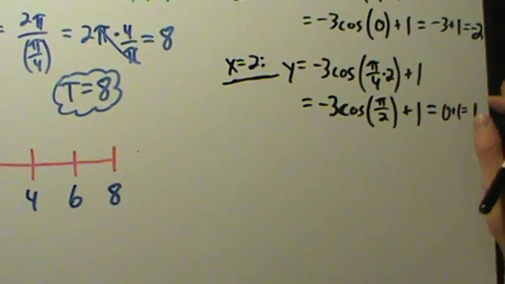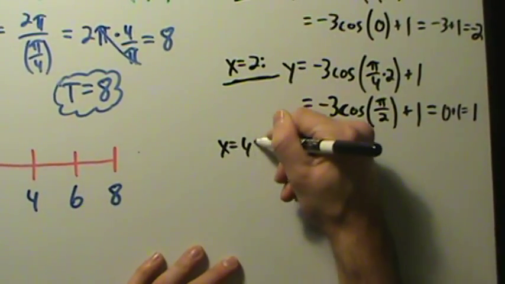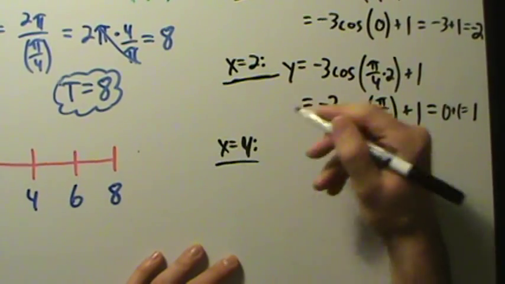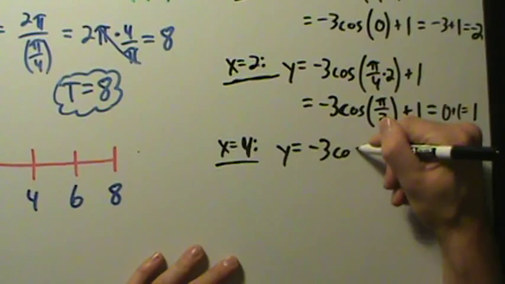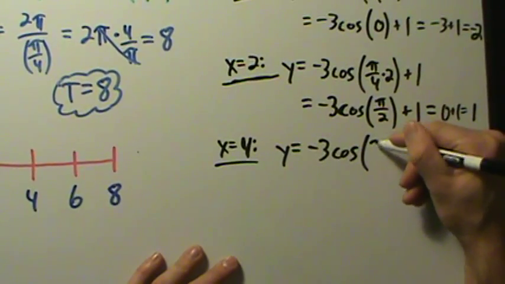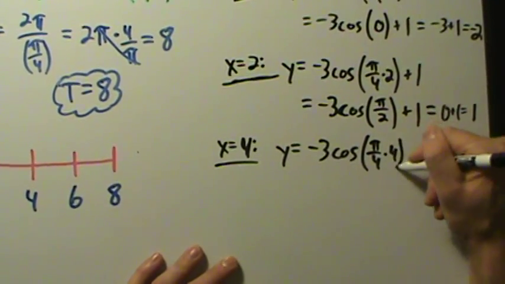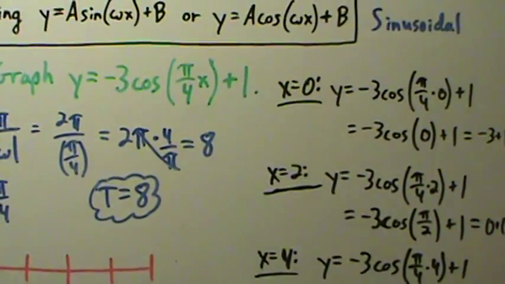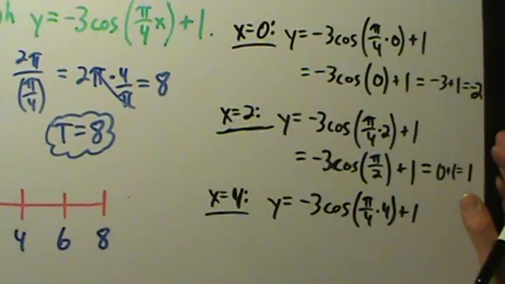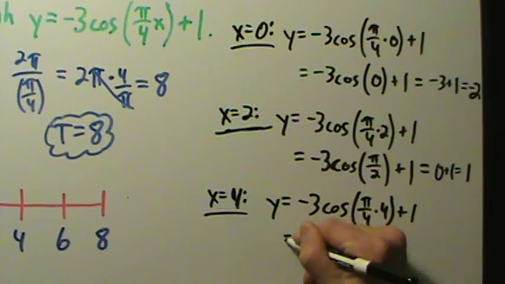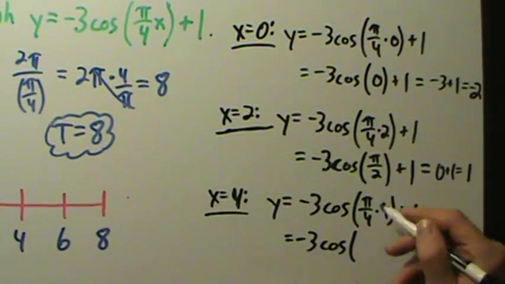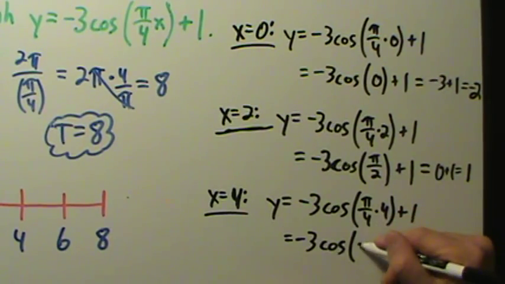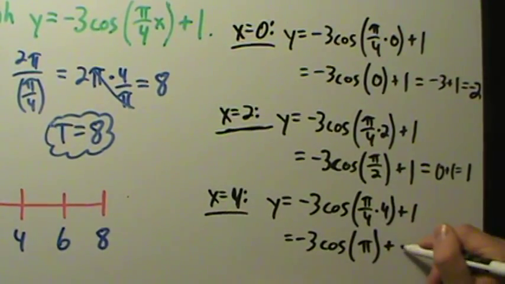What about when x is 4? When x equals 4, y equals negative 3 times the cosine of pi over 4 times 4, plus 1. Remember it's pi over 4 times x, so if x is 4, this is pi over 4 times 4. Then we have negative 3 times the cosine of pi over 4 times 4, the 4s cancel, that's great, we're left with pi, and then plus 1.